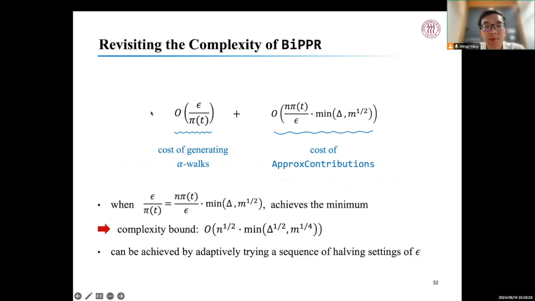Recall that the complexity of BiPPR can be divided into two parts. The first one is the cost of generating random walks, which can be derived by analyzing the variance of the bidirectional estimator in BiPPR. The second one is our new bound of approx contributions. Here, the parameter epsilon is to be determined by BiPPR. It is not hard to see that when the two expressions are equal, the overall complexity of BiPPR achieves the minimum value, which is exactly the claimed upper bound for single node PageRank estimation. Although we cannot know the optimal value of epsilon, this complexity bound can still be achieved by adaptively trying a sequence of halving settings of epsilon.